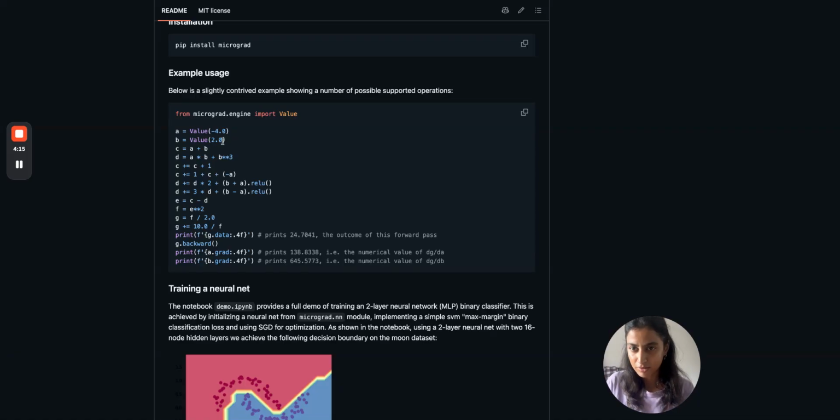So there are two inputs, minus 4 and 2. They are passed into a value object. These A and B value objects are transformed to C, and then they are transformed again and again by performing different operations, and they become G. And this is a whole forward pass.